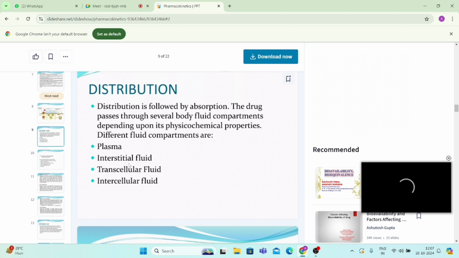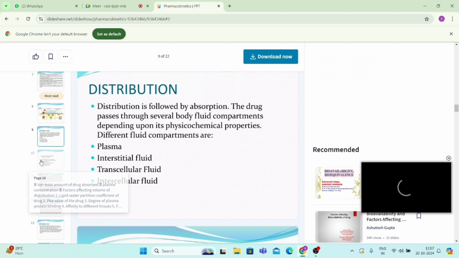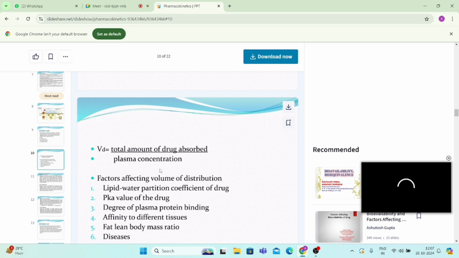Where is plasma in your body? In the blood, right? So this is one compartment where the drug has to reach, to go with the distribution process. Next is interstitial fluid, transcellular fluid, and intracellular fluid. These are the four types of fluids the drug has to cross to go with the distribution process.